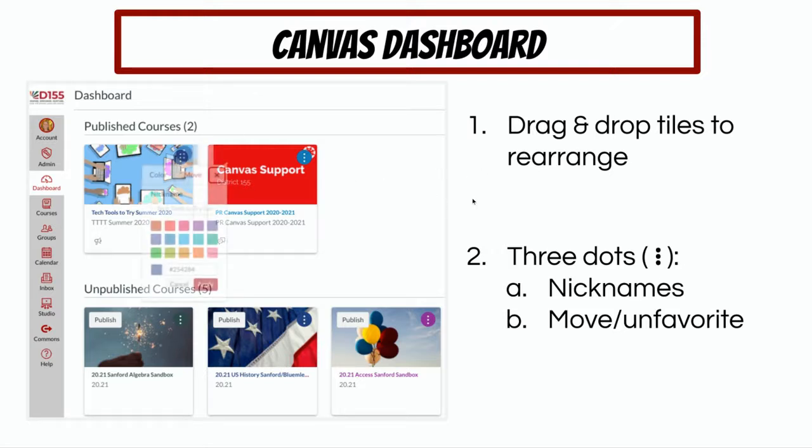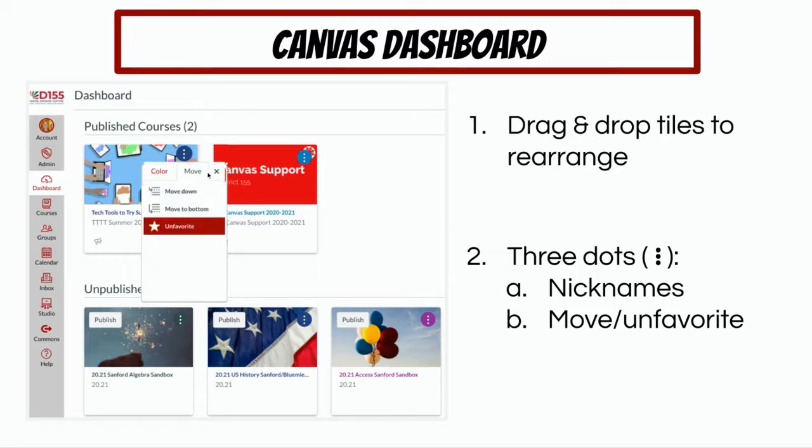You can also choose to click on those three dots on the tiles, and you have a couple different options here. You can give that course a nickname, and that nickname is just for you. Your students won't see that, other staff members won't see that. You can change the color of the tile as well. And then you can use that move button, and you should see an unfavorite option there. If you don't see that, don't worry, I have another way for you to move those things.